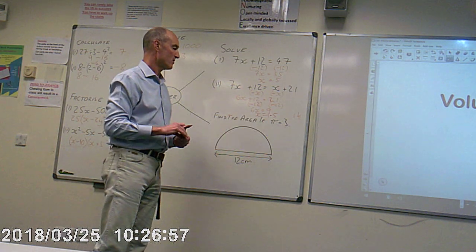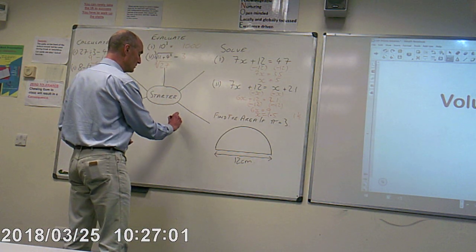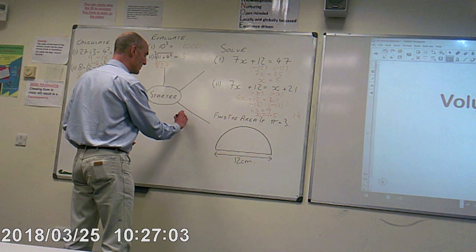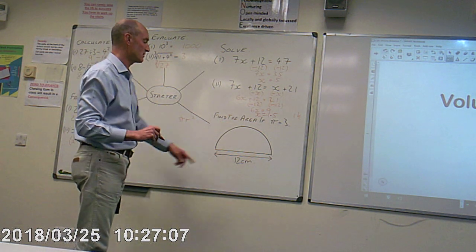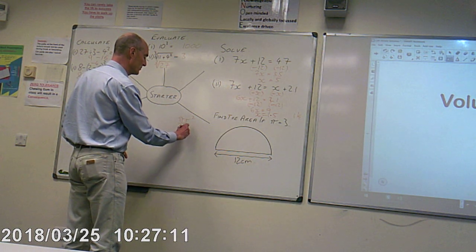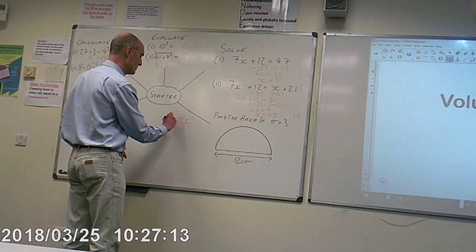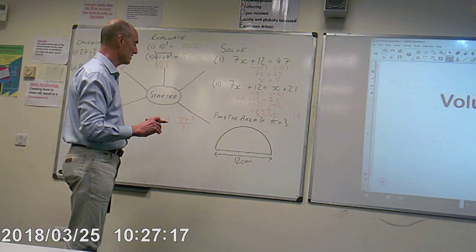Finding the area, pi equals 3. The area of a whole circle would be pi r squared. But this isn't a whole circle, it's a half circle. So for this example, it would be divided by 2. The area that we're seeking would be pi r squared divided by 2, because it's half a circle.